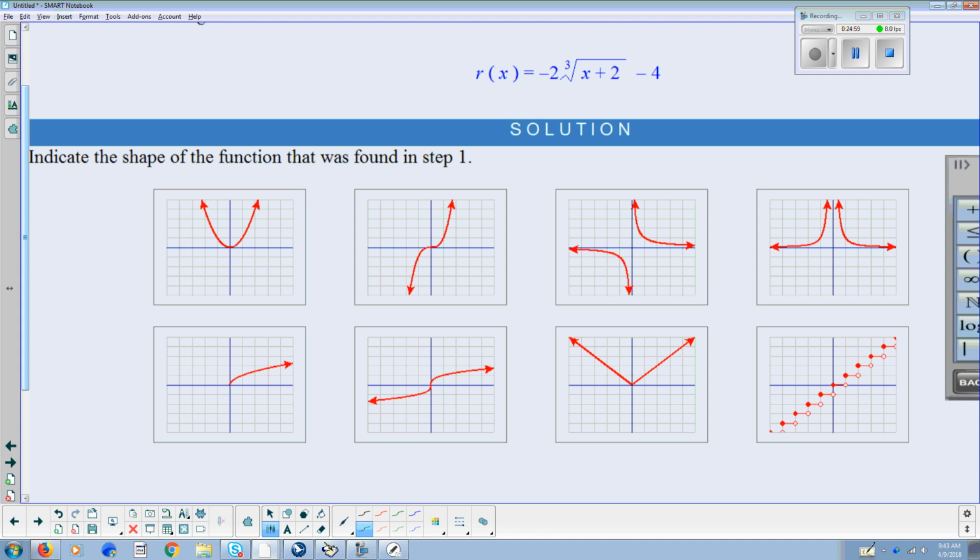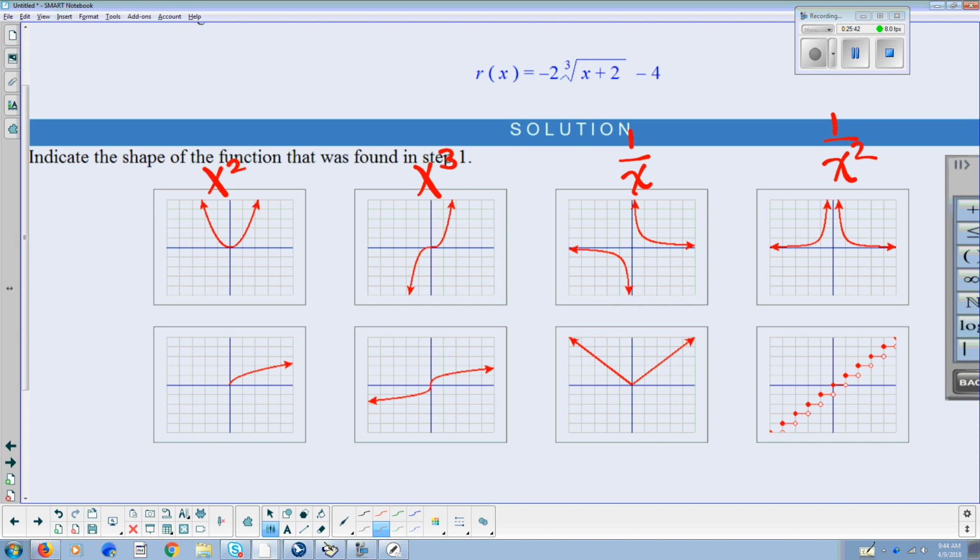So the first one is a parabola. What type of function is that? X to any even power. Okay, x squared, x to the fourth, x to the sixth, any even power. Second one, x to any odd power. X to the third, x to the fifth, x to the seventh. Third one. 1 over x to an odd power. 1 over x, 1 over x to the third, 1 over x to the fifth, any of those. Fourth one. 1 over x to an even power. So 1 over x squared, 1 over x to the fourth, 1 over x to the sixth, any of those.